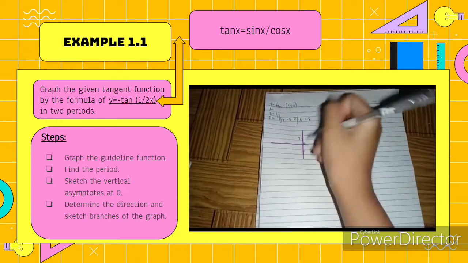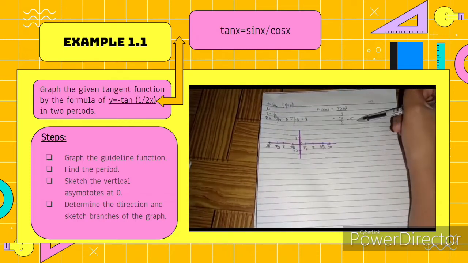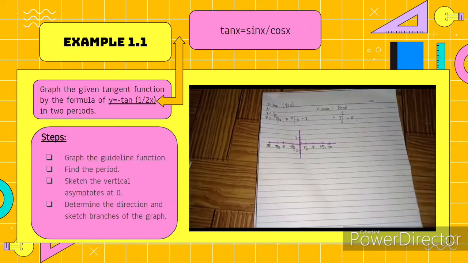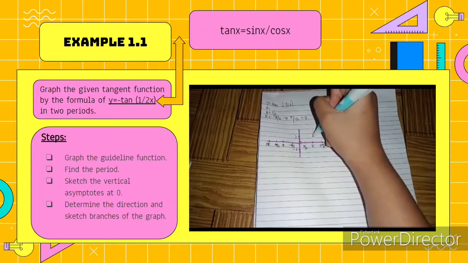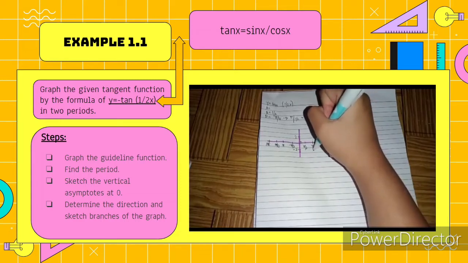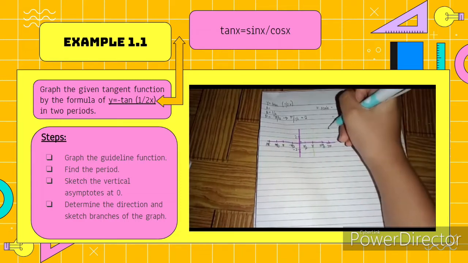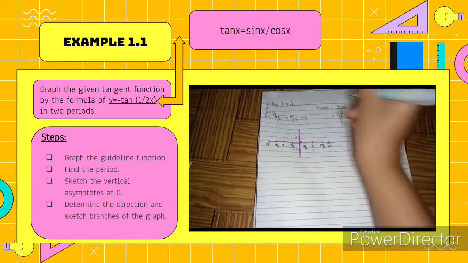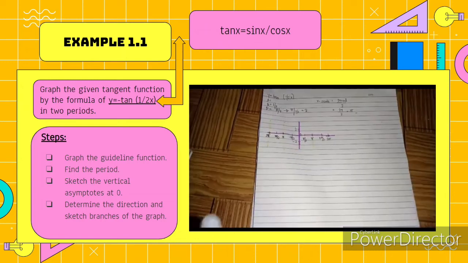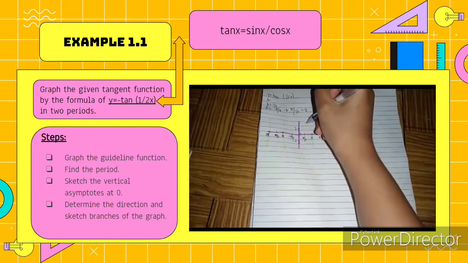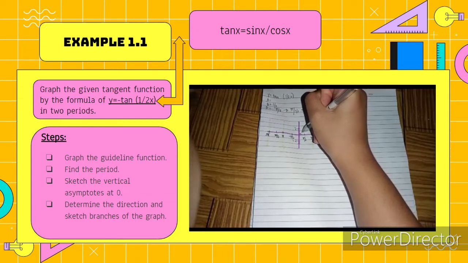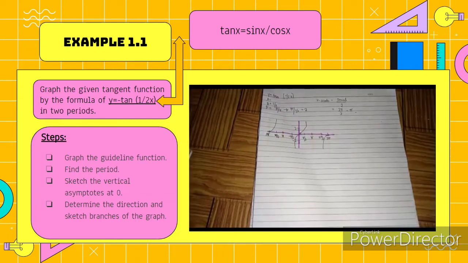Let's proceed in sketching our graph. So our first interval here is π, and this is the spot where we're going to place the asymptote, followed by 2π. So after sketching our asymptote, we're going to sketch next our tan graph. So our graph looks like this.